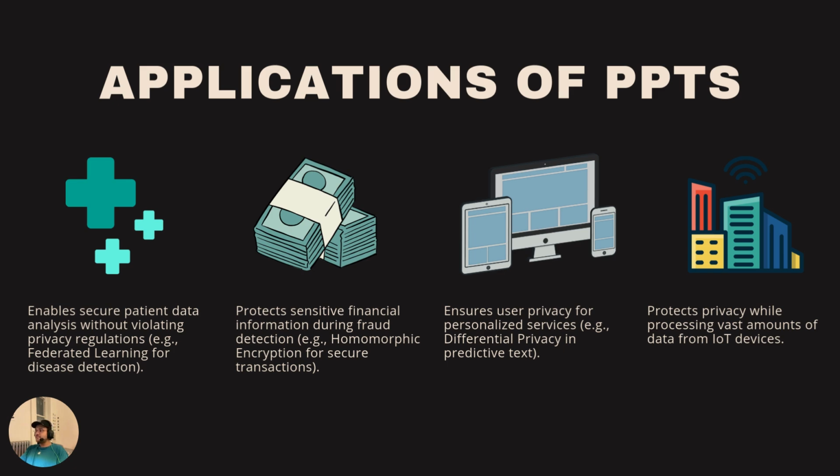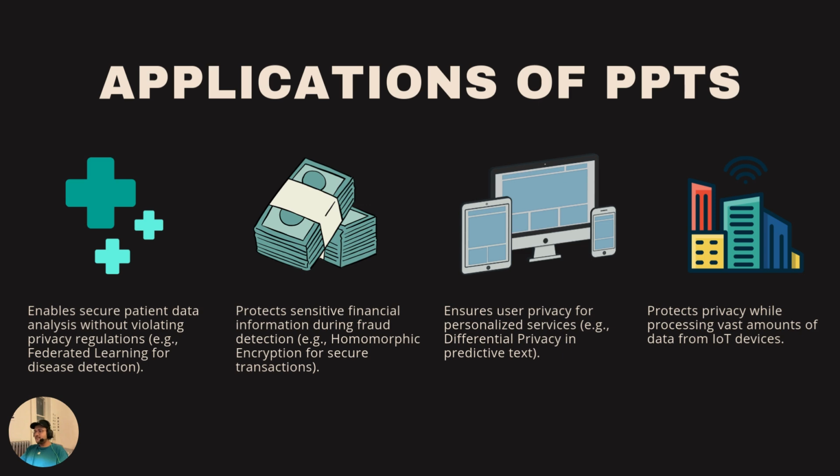On mobile devices, differential privacy (DP) is commonly used to ensure user privacy in personalized services like predictive text or targeted suggestions. By adding noise to the user data, companies can offer personalized experiences while still protecting privacy.